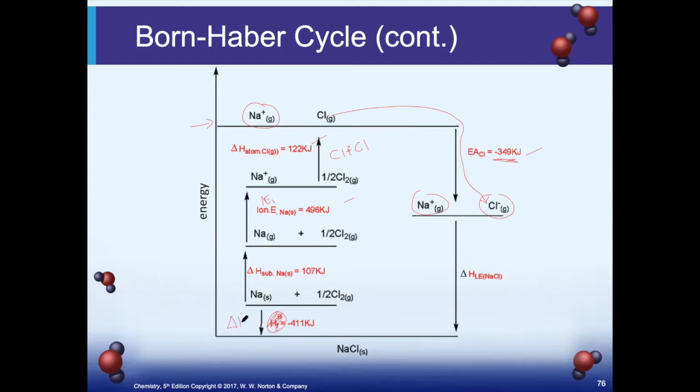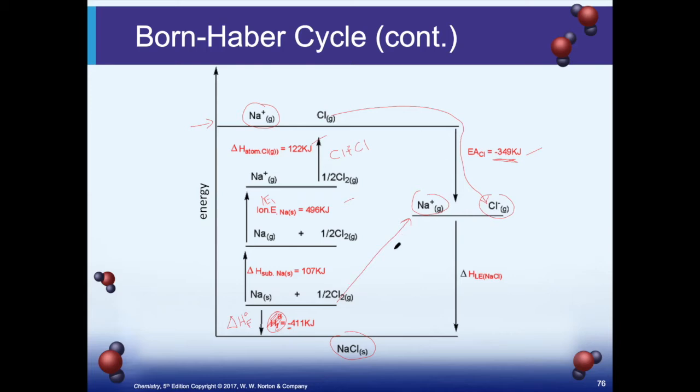So that's the same thing as saying the delta H of formation of NaCl. When I go from those elements to the compound, that is an energy-releasing process, so negative 411 kilojoules per mole. And so this brings me to this energy level. Remember Hess's law: this would be the direct route, this is the indirect route.